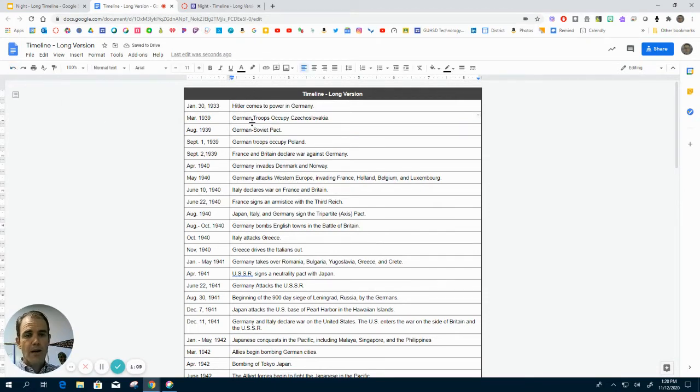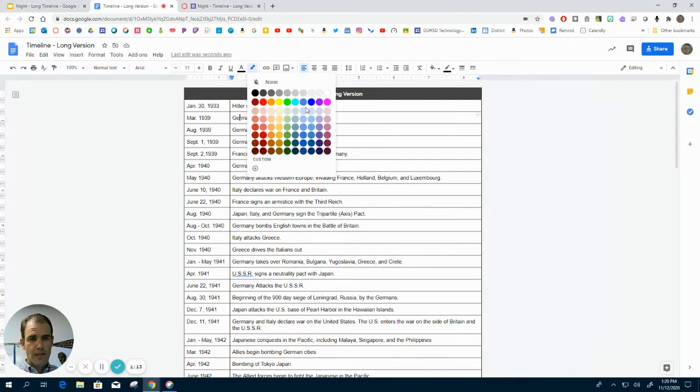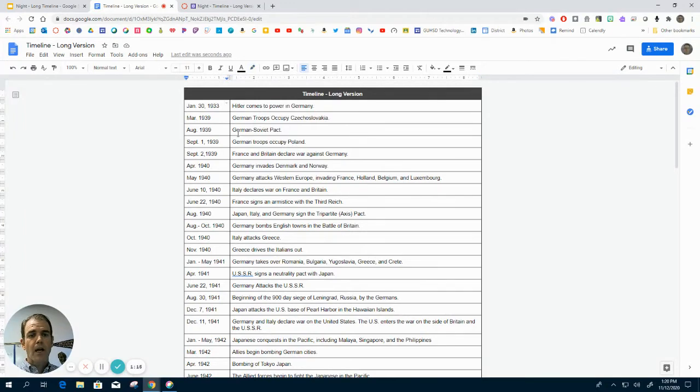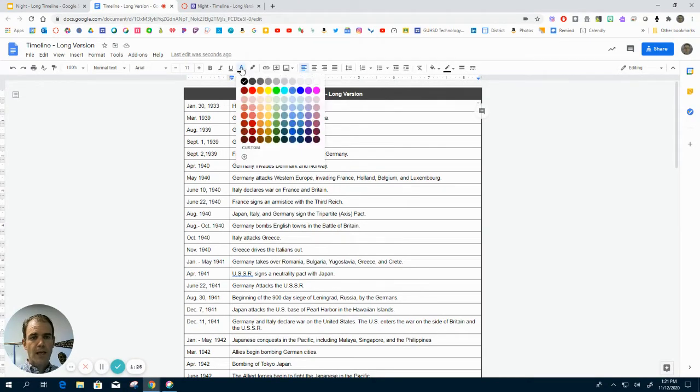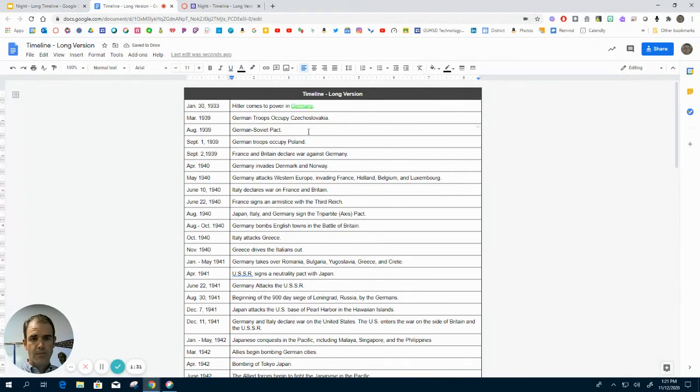Now, you may also need to highlight in blue. Use that highlighting tool and choose blue, right? You may need to underline and change the font color. So if we need to underline this and change the font color to green, I'm going to change the text color to green, and then I'm just going to hit the underline, and there we go. Okay, so that's how you're going to change the colors and highlight as necessary.